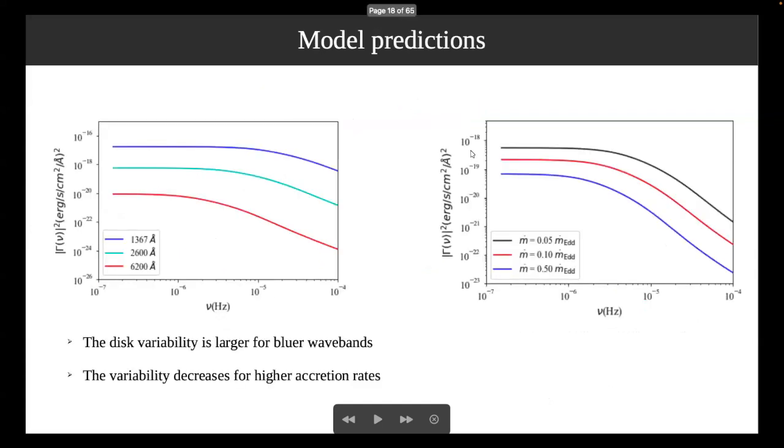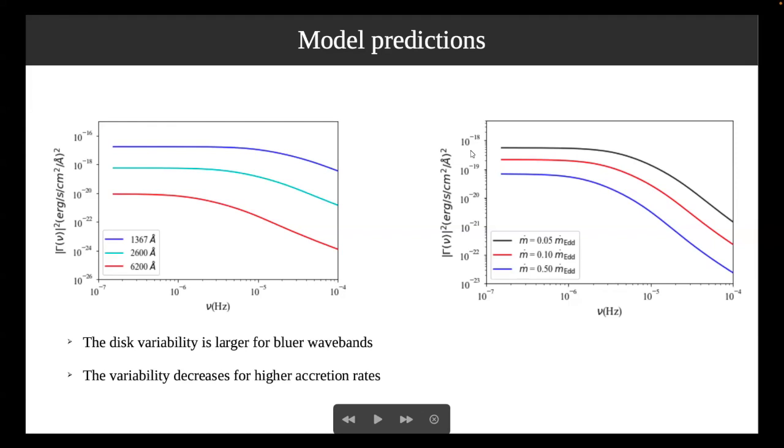Once I did that, you can start making predictions, okay? So you can start making predictions like what happens when we change the accretion rate. You see less variability when the accretion rate is higher, which is here. And that's because the amount of energy you deposit to the disk is smaller as a fraction of the emission that you see at the end. At the same time, you see that the disk is more variable in the blue wavebands instead of the red wavebands, just because of the distance from each emission region.